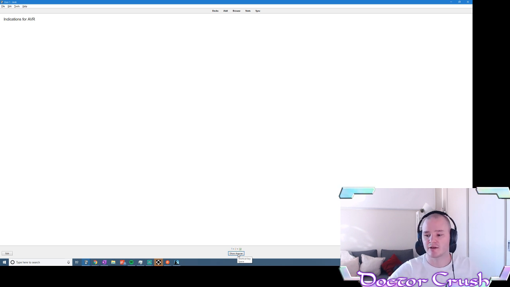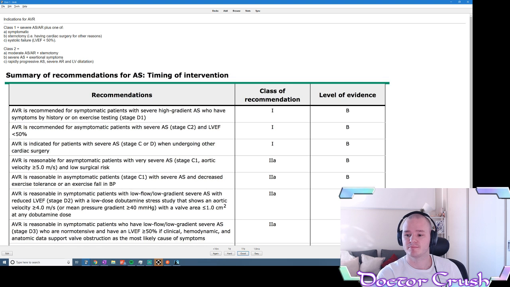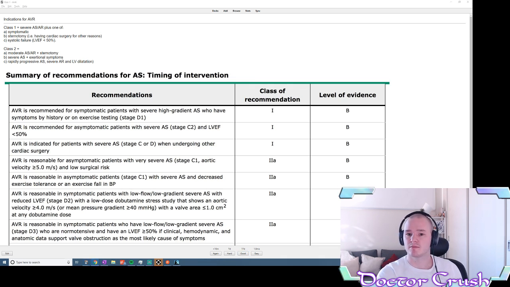Indications for an aortic valve replacement. Kind of interesting. So you need to get your valve replaced if... tough one. I don't know if I know the answer to it.